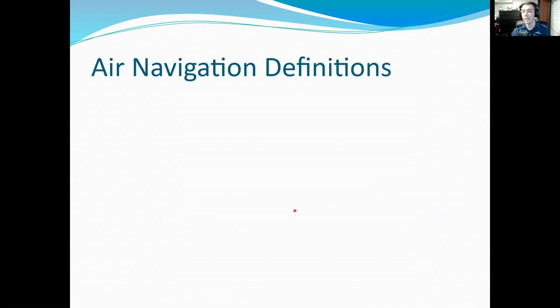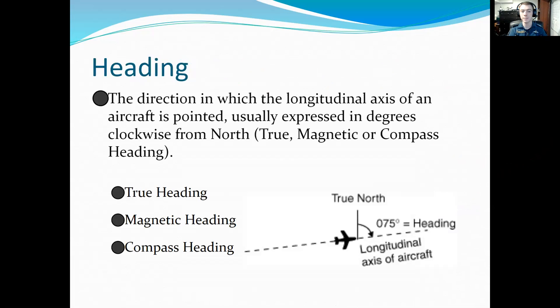Air navigation definitions. It's important to go over these. Make sure you understand these. So first things first, headings. The heading is the direction in which the longitudinal axis of an aircraft is pointed. If you remember from your level one and level two classes what the longitudinal axis of the aircraft is, think of it essentially as where the nose of the aircraft is pointing. Generally, it's expressed in degrees clockwise from the north.